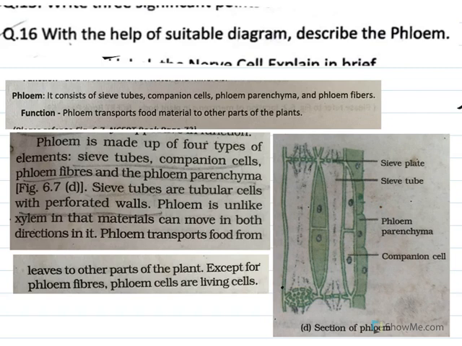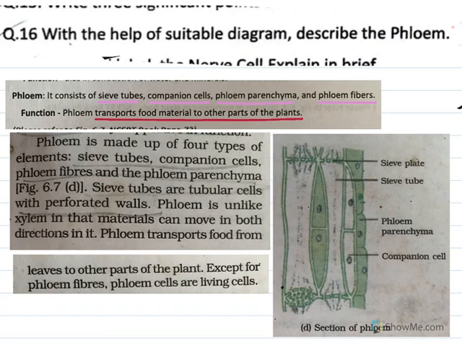With the help of a diagram, describe the phloem. So the first point is the phloem is made up of sieve tubes, companion cells, phloem parenchyma, and phloem fibers. And the function is to transport food material to other parts of the plant, from the leaves, from the green parts to other parts of the plant.